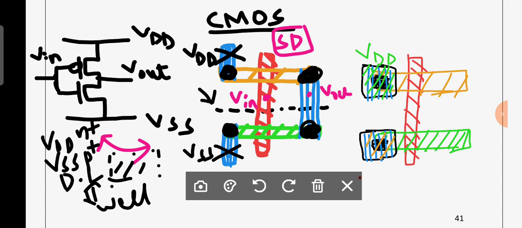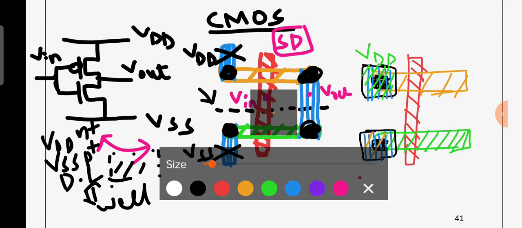Then you can observe this portion is completed and this portion is completed, right? Now what is the remaining portion? Yeah, this one. This is the remaining portion for you. Therefore here I am taking a metal.